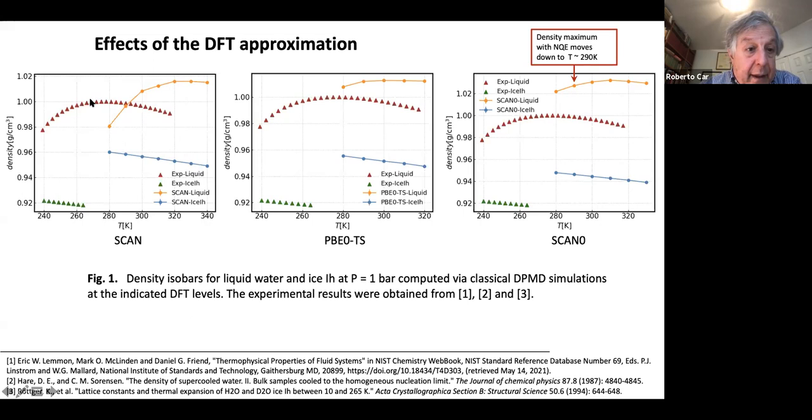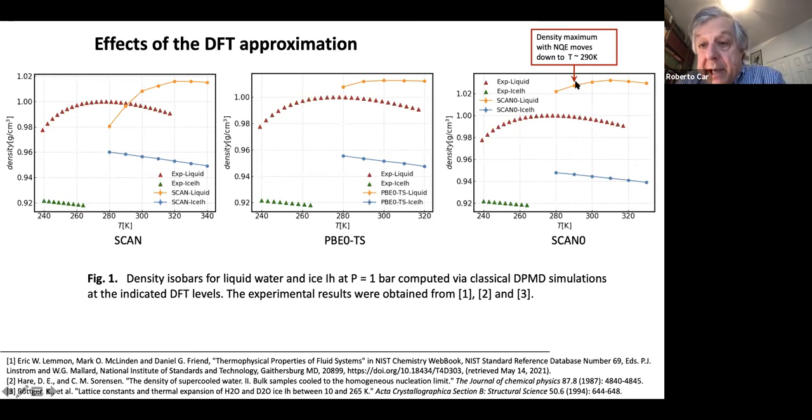We also see that in the liquid, there is a temperature of maximum density that is approximately here. In SCAN, there is also a temperature of maximum density that is approximately over here. Now, if we go to hybrid functional approximation, this is PBE0-TS, we see that it improves a little bit with respect to SCAN. And here we have the hybrid version of SCAN in which we include 10% of exact Hartree-Fock exchange. And we see that the discontinuity is approximately right. And also, the results are pushed down to lower temperature.